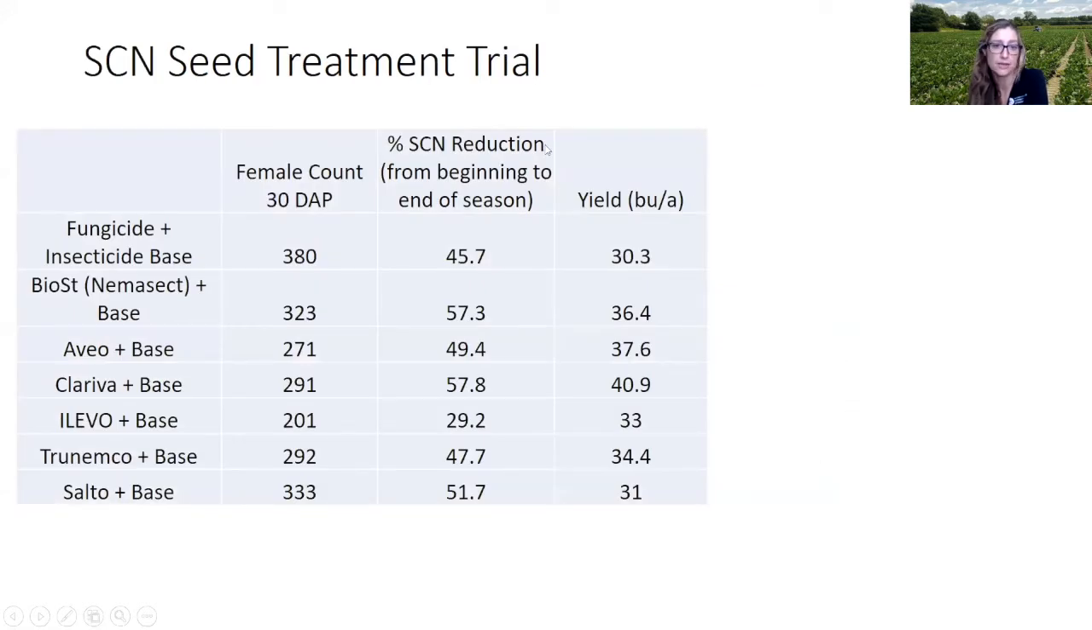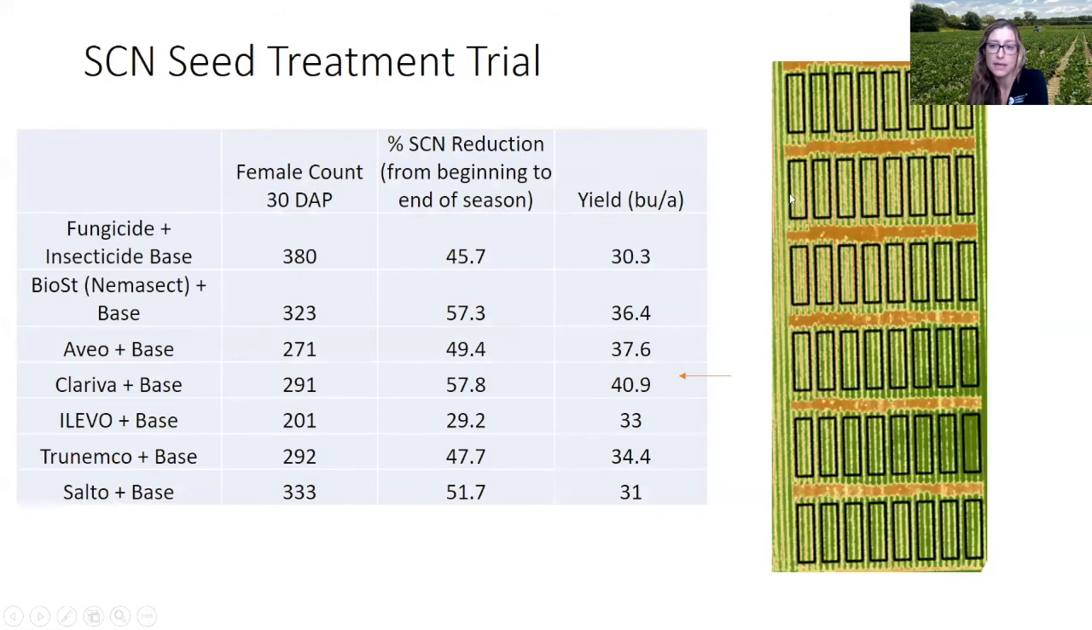And just like in that other trial, we took counts at the beginning and the end of season and had that female count. What I'm showing here is we've got the female count in this first bar. We've got the percent SCN reduction from the beginning to the end of the season, and then we've got our yield. In this plot, the Cloriva plus the base came out as our highest yield.